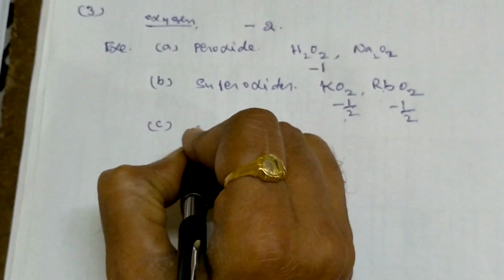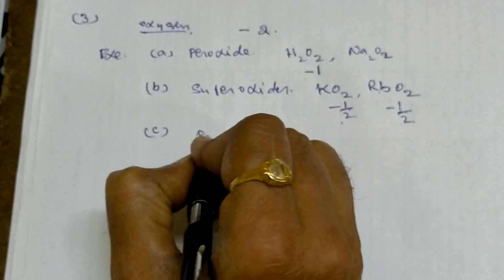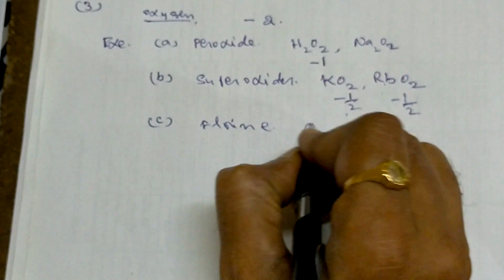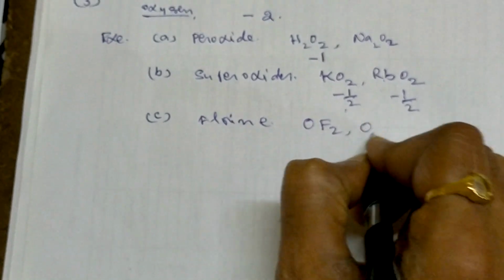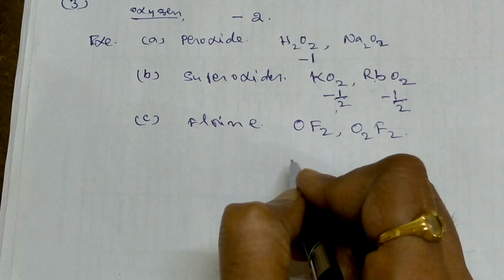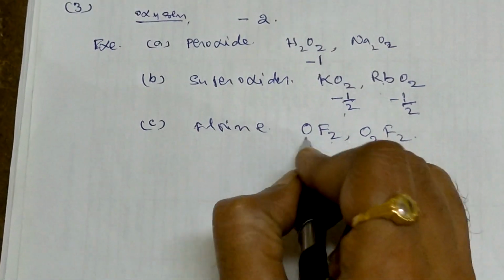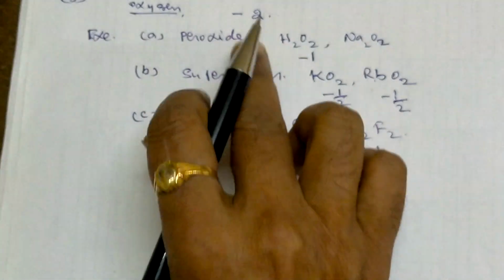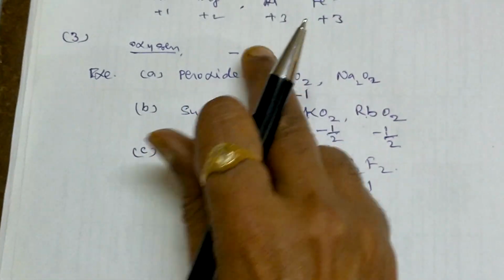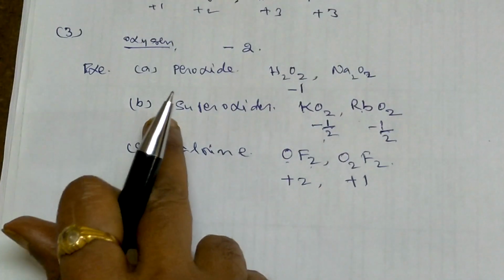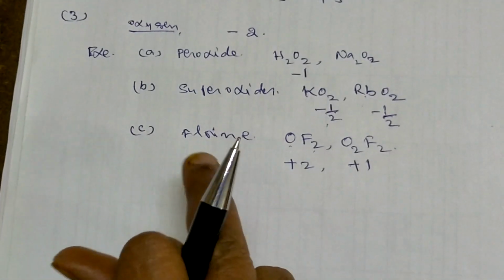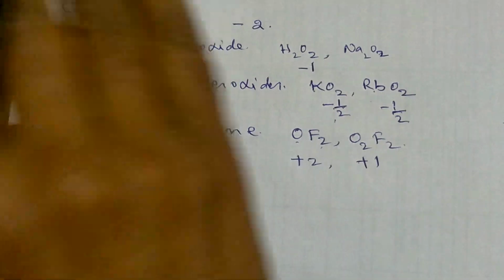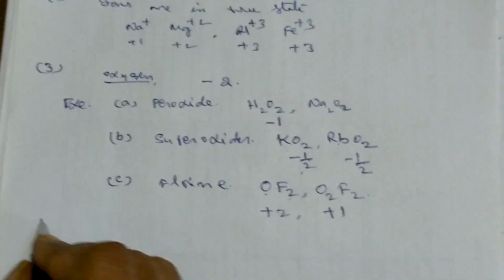Number 3, when it is combined with fluorine, compounds like OF2 or O2F2, it will be positive. Here it is +2, here +1. That means there are 3 exemptions for oxygen. Generally it is -2. In peroxides it is -1. In superoxides it is -1/2. In compounds with fluorine it will be +1 or +2. These are the 3 exemptions for oxygen where oxidation state is concerned.